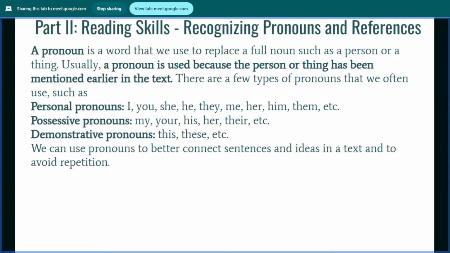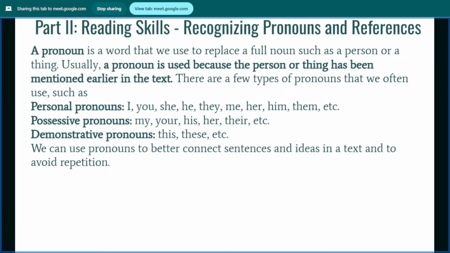Now we have various types of pronouns. The first one is personal pronouns. I can use I, you, he, she, it, they, me, her, him, them, us. Correct? They become personal pronouns. And then we have possessive pronouns.